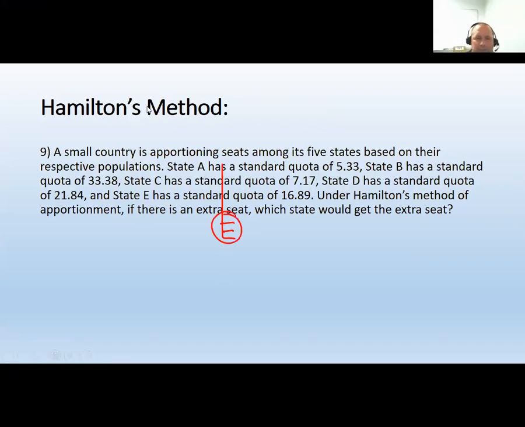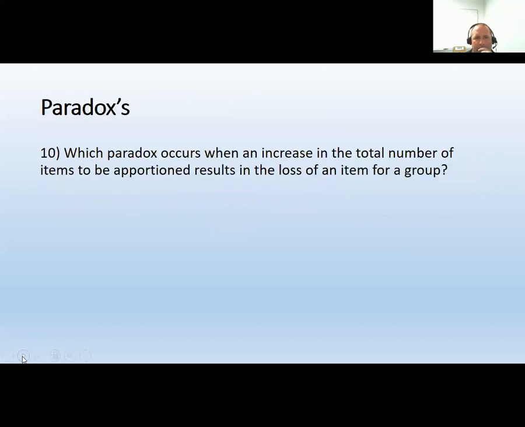Okay. All right, does anybody have any questions on that problem? Okay. All right, let me test your understanding on this one. This one says, which paradox occurs when an increase in the total number of items to be apportioned results in the loss of an item for a group? Anybody know? There's the Alabama paradox, the population paradox, and the new states paradox. Is it the Alabama one? This is the Alabama one.